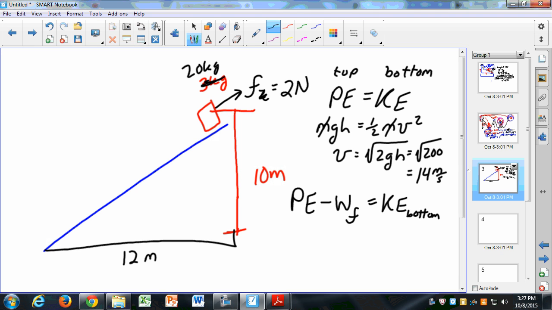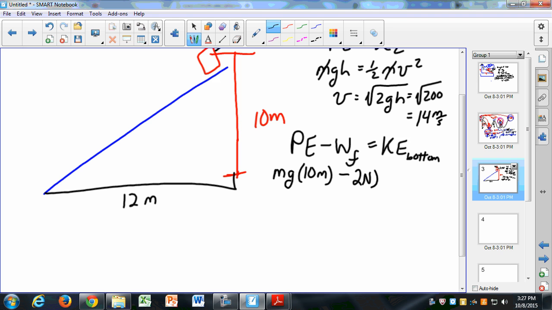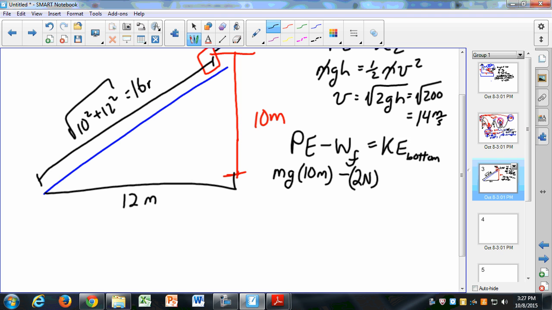Okay? You with me? Okay. So now it works out very similarly. I have mgh, that's mg times 10 meters, minus the work done by the frictional force. That's going to be the frictional force, which is 2 newtons, times this distance. I'll need to figure out this distance. 10 squared plus 12 squared, square root of 244, which is 16 meters. That frictional force acts along 16 meters.